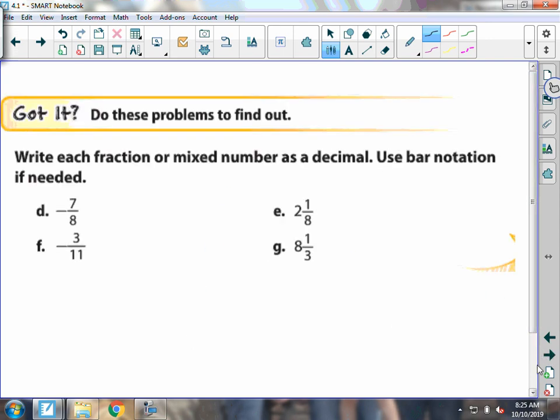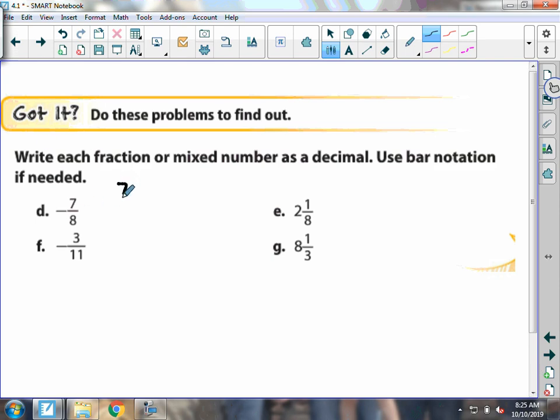Go ahead and pause these and take a moment to try these on your own. So we write each fraction or mixed number as a decimal. Use bar notation if needed.